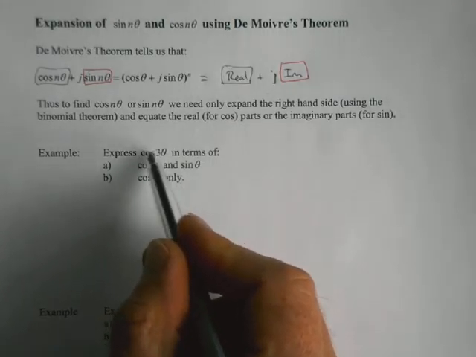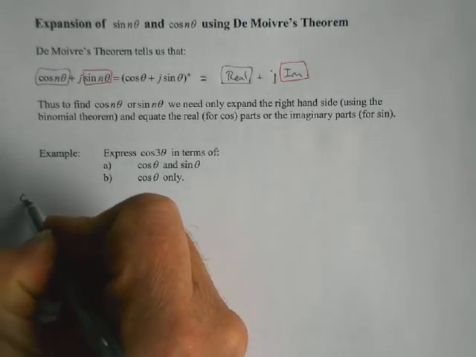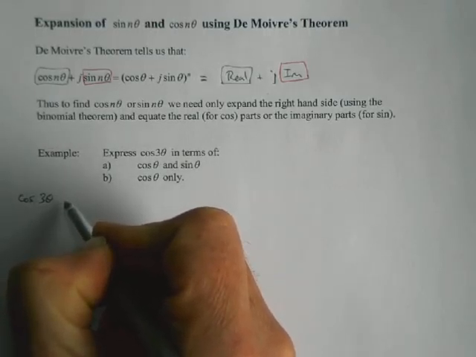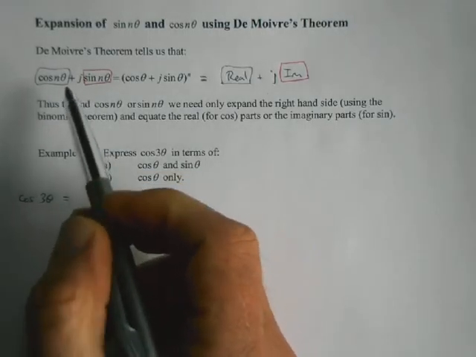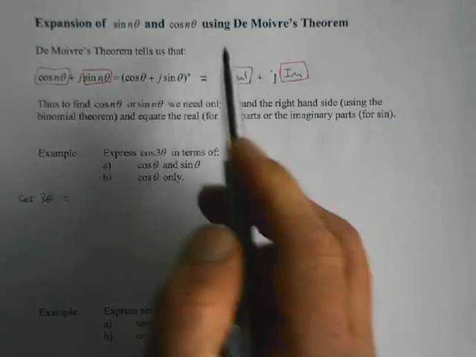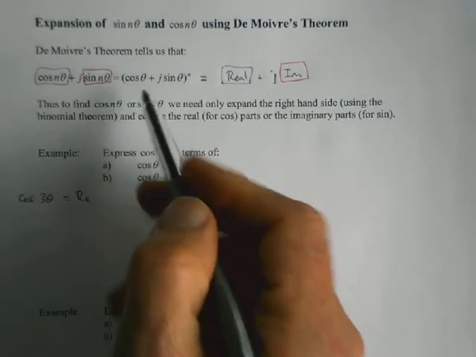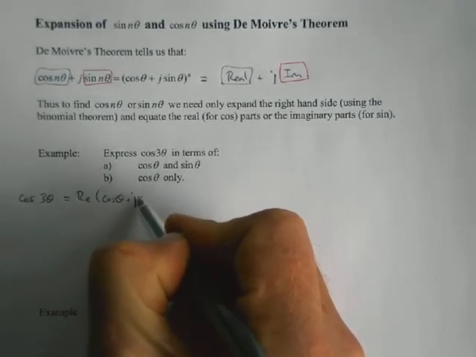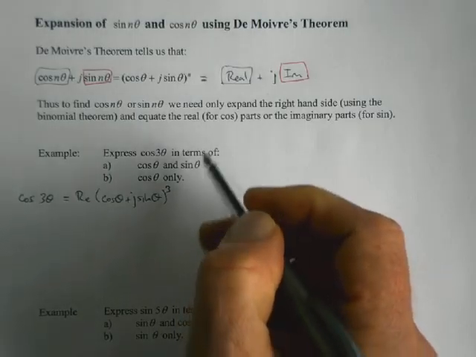So let's have a go at trying to find cos of 3 theta. According to the formula we're looking at here, the cosine is the real part, so we're only going to be interested in the real part of this expansion: cos theta plus j sine theta, cubed in this case.